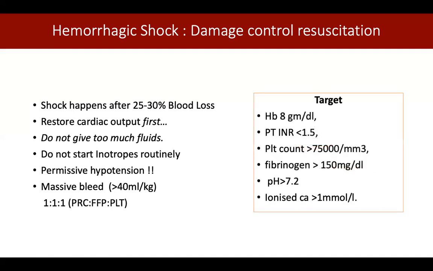And when you're using these, always remember, in case of a hemorrhagic shock, your target is a hemoglobin of 8 gram per deciliter. Ensure that the PT INR is less than 1.5. The platelet count is more than 75,000. Please check the fibrinogen also. It needs to be more than 150. If it is less than 150, consider transfusing cryoprecipitate, and always try to keep the pH more than 7.2.